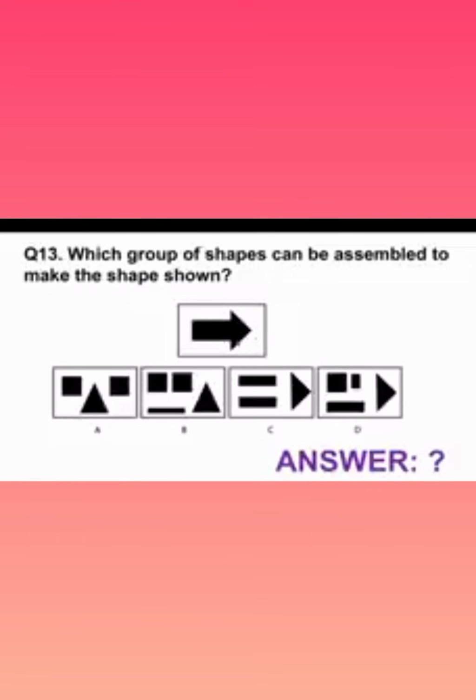So I'd like you guys again in the comments box below, put question 13 and what your answer is, either A, B, C or D. Okay, so it's good practice for you. Again, don't forget to pause the video and then you can put your answer in there. So which group of shapes can be assembled to make the shape shown?